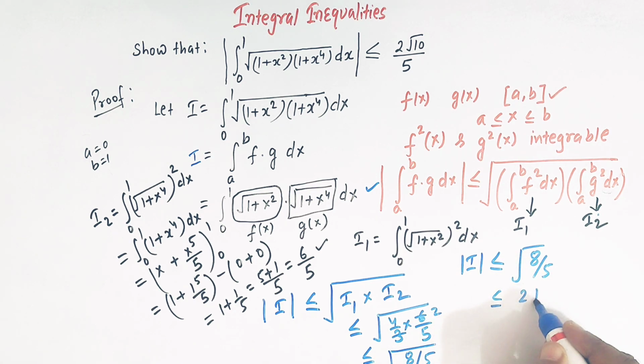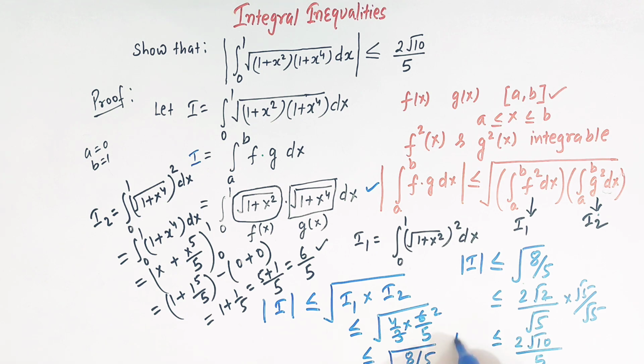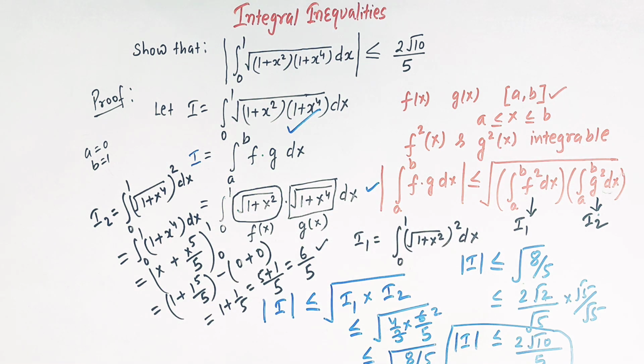This can be written as 2 root 2. The square root of 8 is 2 times square root of 2, divided by square root of 5, and we can rationalize it by multiplying by square root of 5 over square root of 5. So this is 2 times square root of 10 over 5. And this is our desired inequality, because I is this integral. So mod of I is less than or equal to 2 times square root of 10 over 5.